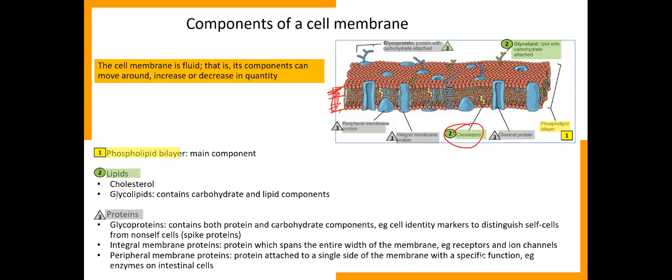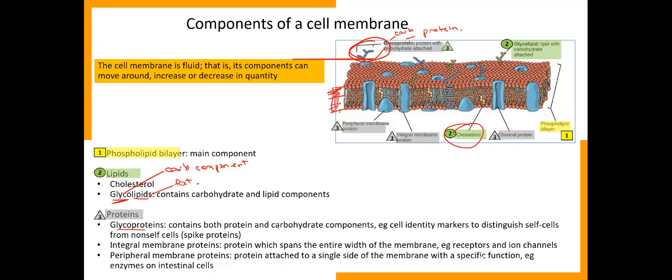So remember, glyco means that there's a carb component, and lipid means that there's a fat component. So glycolipids have a carb and a lipid component to them. We also have a few different types of proteins. One type of protein is glycoproteins. You see the glycoproteins over here. And glyco, again, means part carb and part protein.